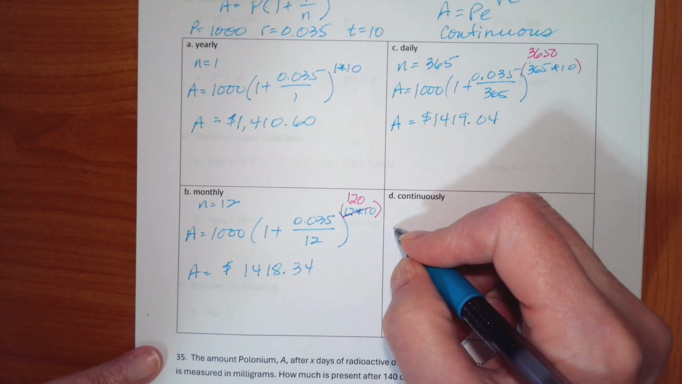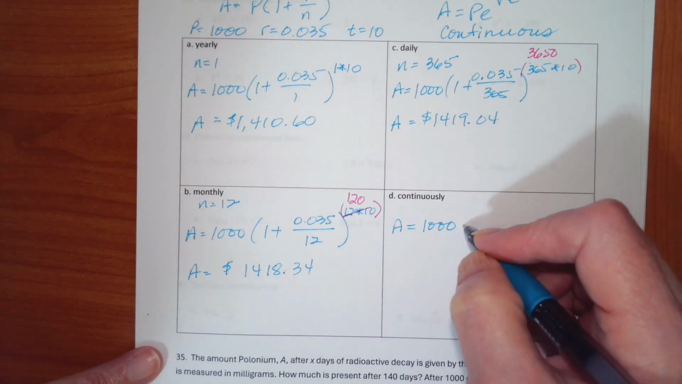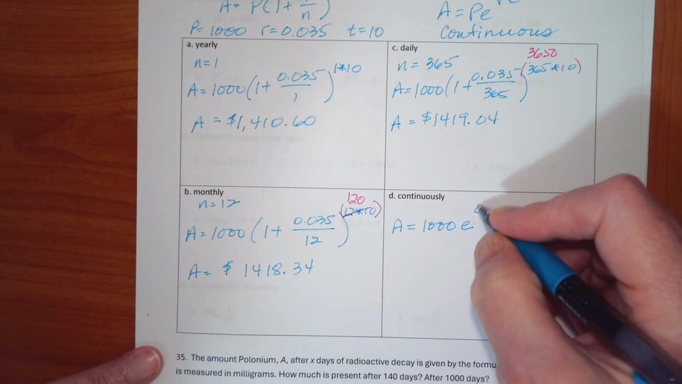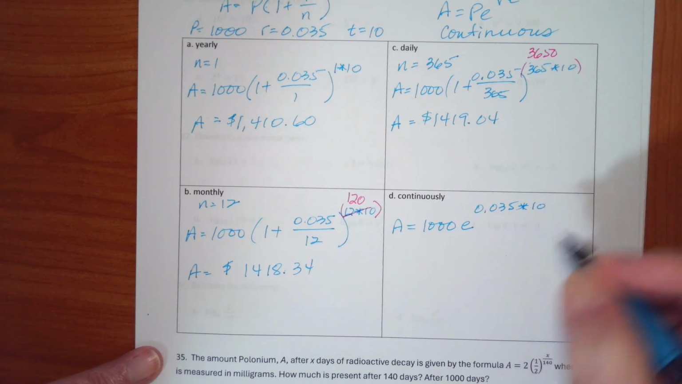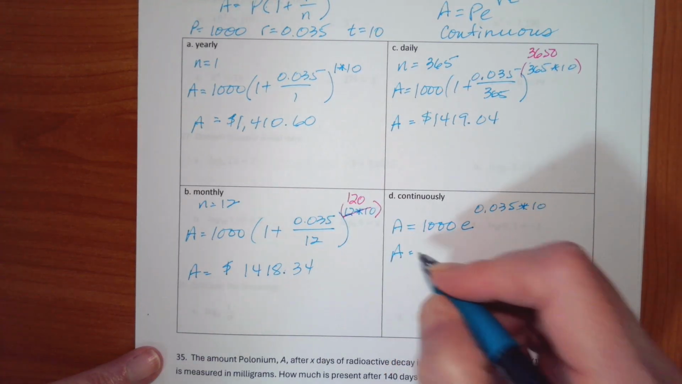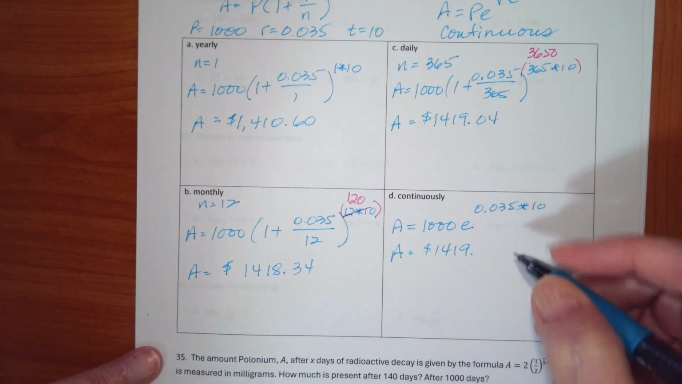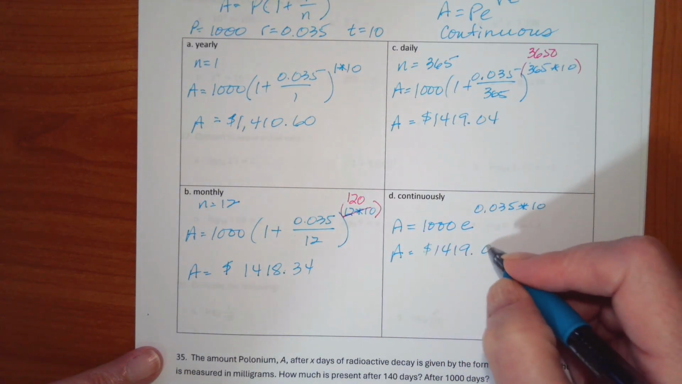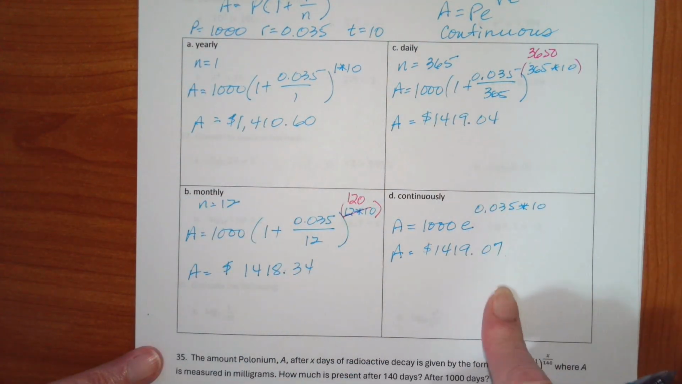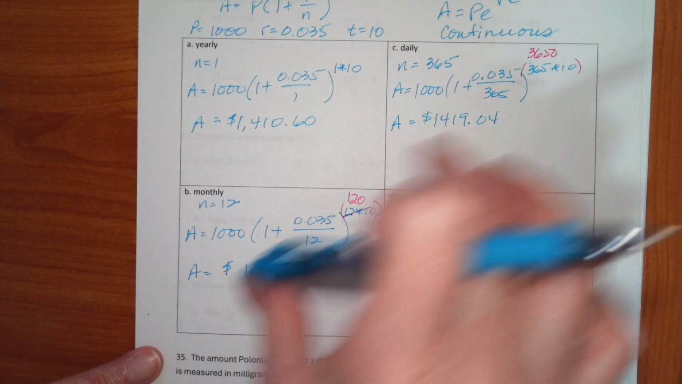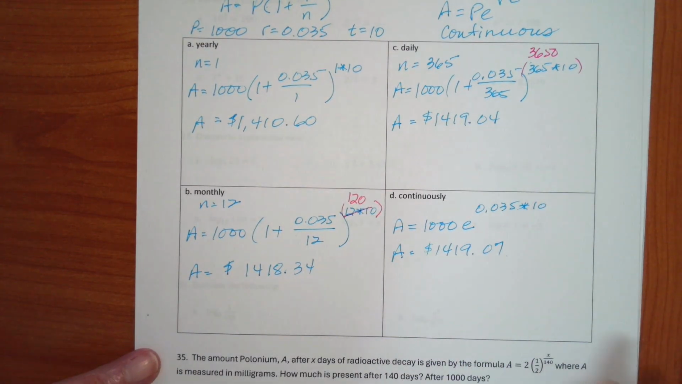If it's continuously, your A is equal to your P times e to the 0.035 times 10, and that gives you A equals 1419.07. So you can see it's increasing, but there's 3 cents difference here. Less than $1 between monthly and daily, and between yearly and monthly, there's quite a bit of difference.